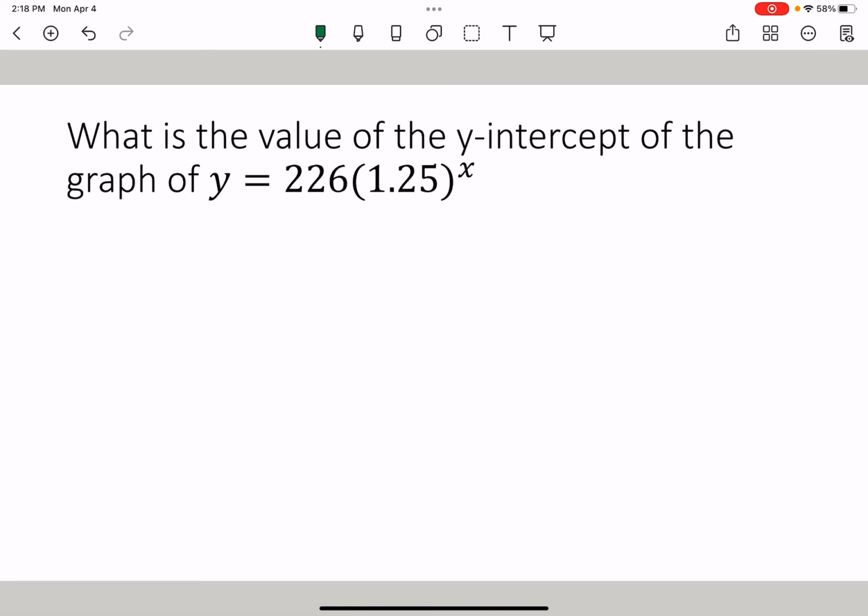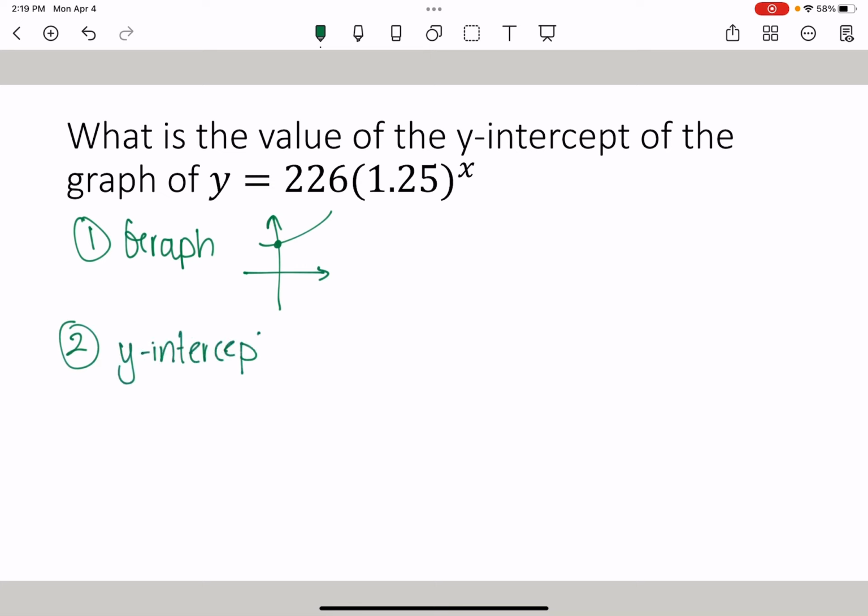So this asks me, what is the value of the y-intercept of the graph of y equals 226 times 1.25 to the x? So the first choice you have is to graph it and look for where your graph crosses the y-axis. Okay, that's one way that you can find the value of the y-intercept. Another way is to realize that the y-intercept occurs when x equals 0. So the y-intercept will be at 0, comma y.